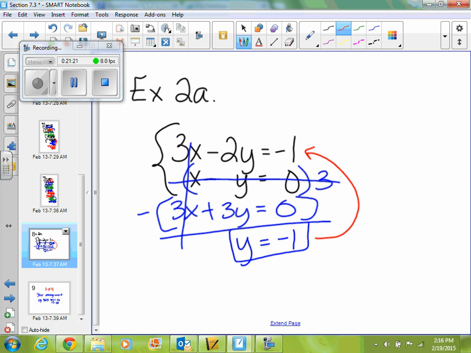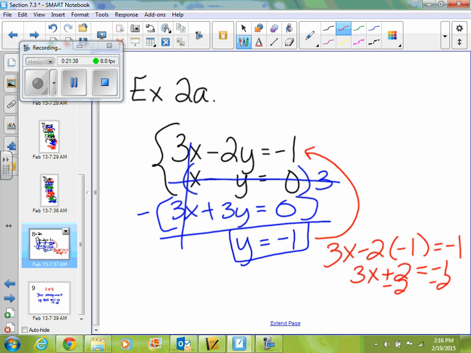So then I back substitute to solve for x. So 3x minus 2 times negative 1 equals negative 1. Well, negative 2 times negative 1 gives me positive 2, so 3x plus 2 equals negative 1. So 3x equals negative 3. So what does x equal? Negative 1.